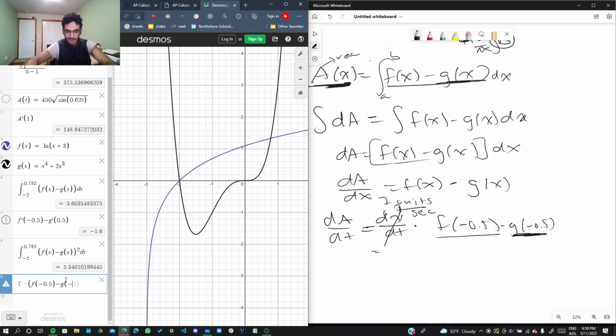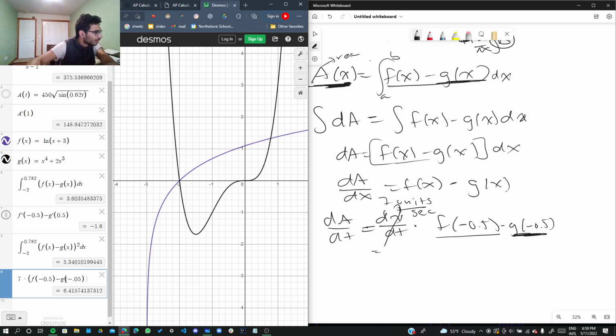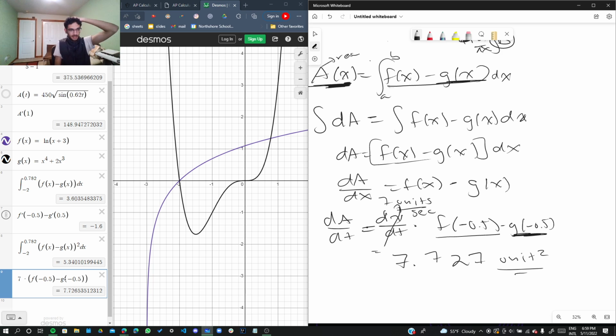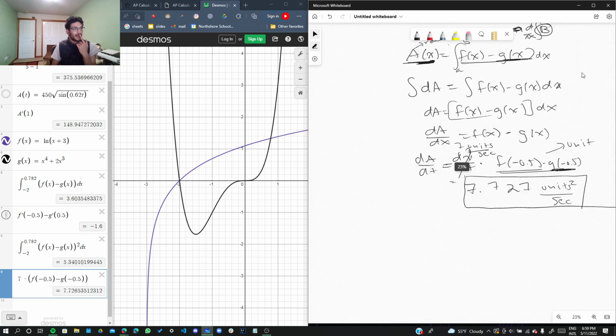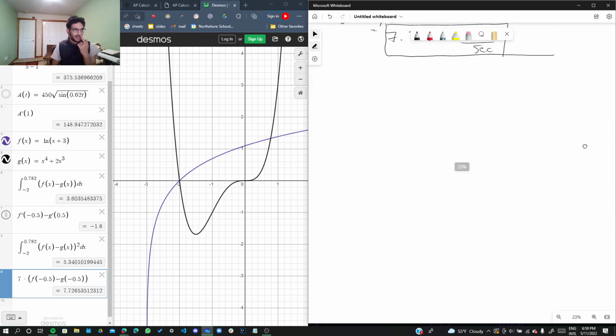Can't type. 0.5, there we go. 7.727 units squared per second. See, this gives you an answer in units, and this gives you an answer in units. So yeah, I'm pretty sure that is the answer. Hopefully that's the answer. If that's not the answer, I'll be pretty mad. Again, if you know the actual right answer, let me know.